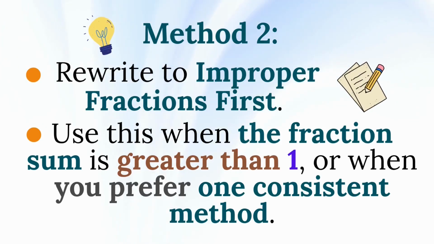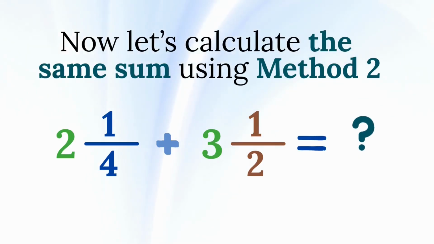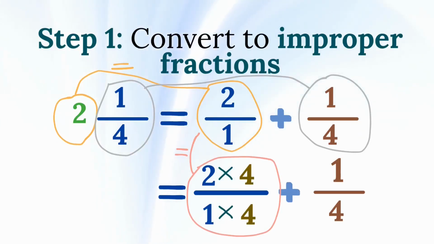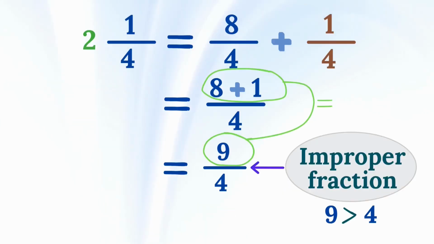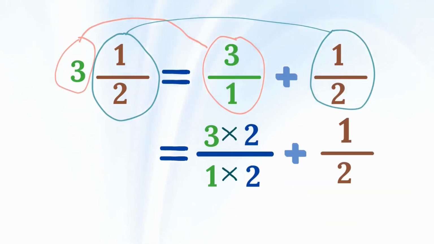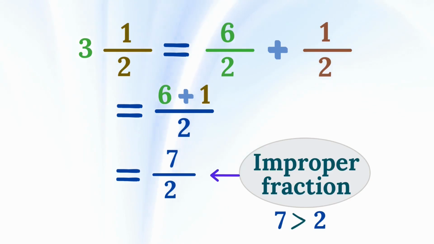Method 2. Rewrite to improper fractions first. Use this when the fraction sum is greater than 1 or when you prefer one consistent method. Let's calculate the sum of the example above, 2 and 1/4 plus 3 and 1/2. Step 1. Convert to improper fractions. 2 and 1/4 equals 9/4. 3 and 1/2 equals 7/2.